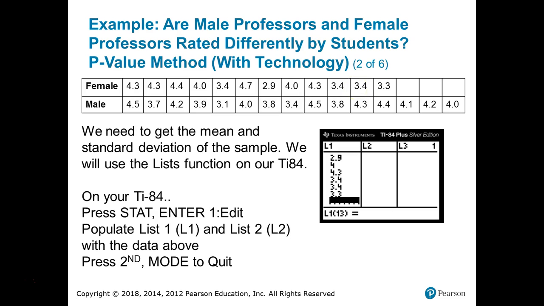So on your TI-84, press Stat, press Enter to get to the one edit tab. Then populate your list with these 12 values. Right, there's 12 right here. 1, 2, 3, 4, 5, 6, 7, 8, 9, 12. And then populate list L2 for your male teachers. There's 15 data values. And then press second mode to quit. All we did right now is populate a list.